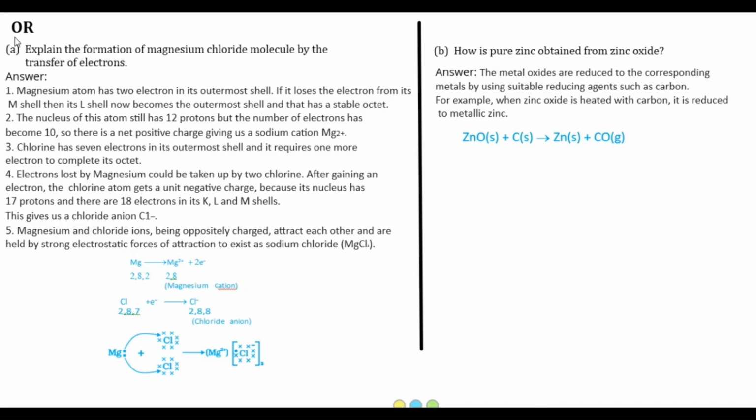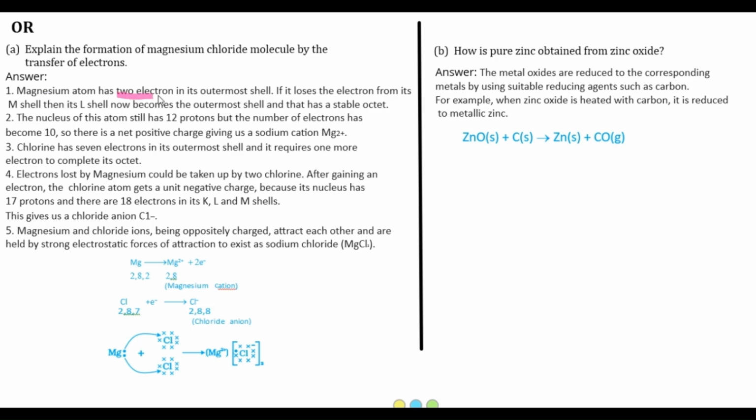Now the next OR question. Again, the OR question is divided into A and B. This is A and here it is B. First we will start with A. Explain the formation of magnesium chloride molecule by the electron transfer. This question is the same as earlier. Earlier we did sodium chloride and now it is magnesium chloride. So in the same way we have to explain. I'll read the points first.